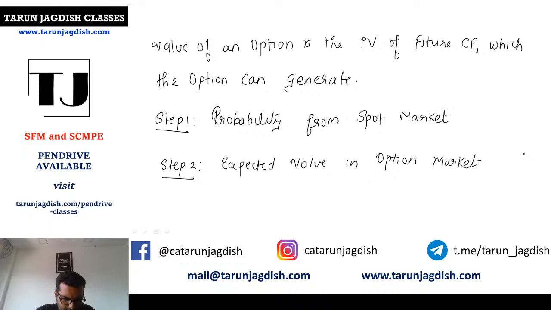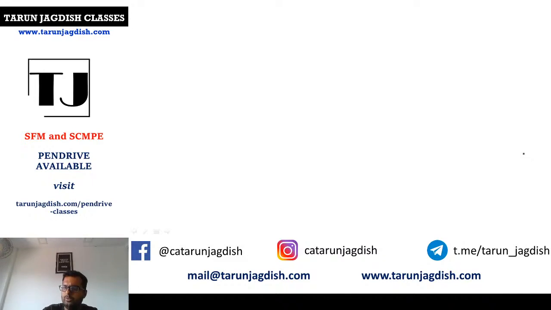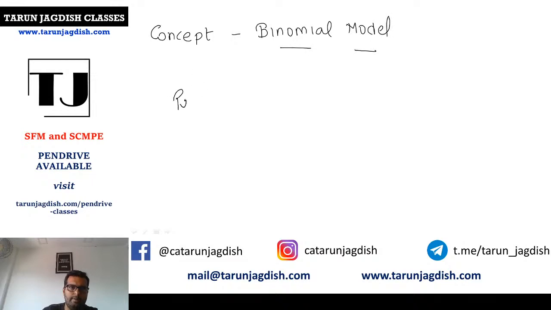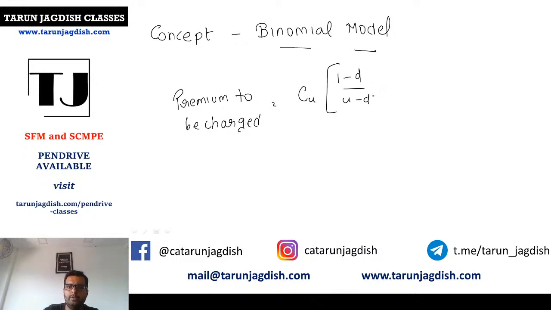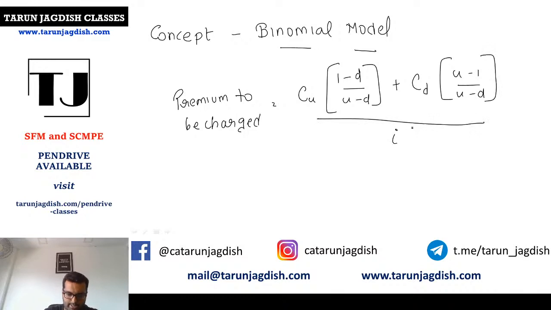Alright friends, have you all put up till here in your books now? Okay. So we are done with this part also. Now write down the next concept heading. Binomial model. I will first tell you the formula and then the logic. Okay. The formula is premium to be charged is equal to Cu into I minus D divided by U minus D plus CD into U minus I divided by U minus D, whole divided by I.